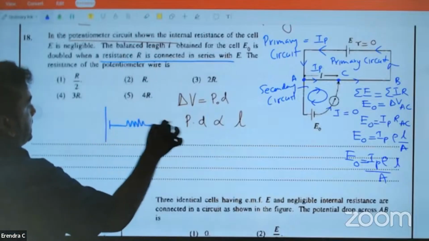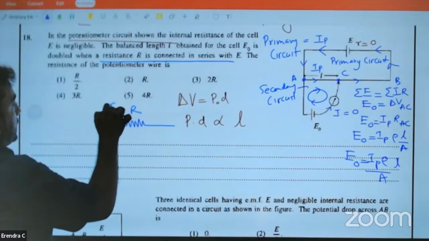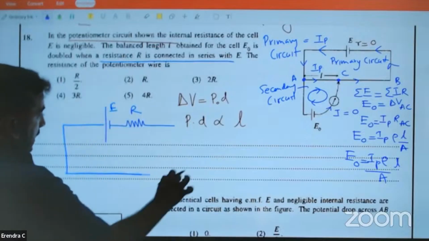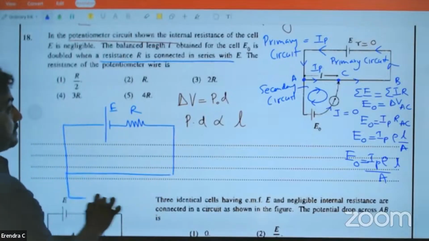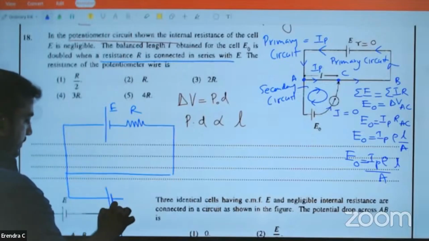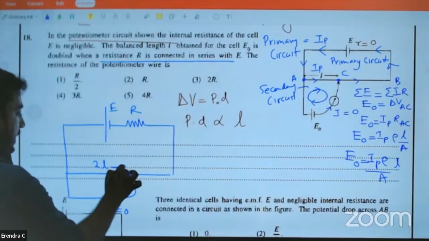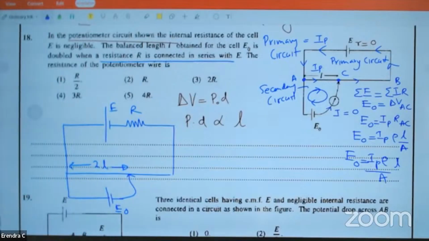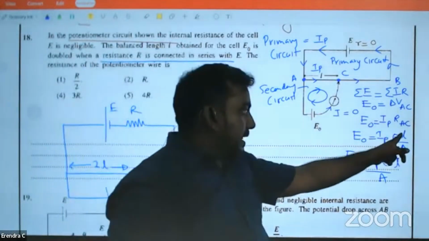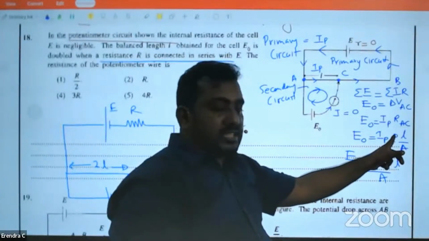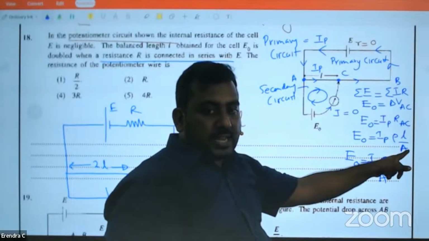I'm connecting a resistance R in series with E. The balance length has doubled when I connect it. Think carefully and answer this: how can the balance length double? Will rho change? No. Will A change? No.